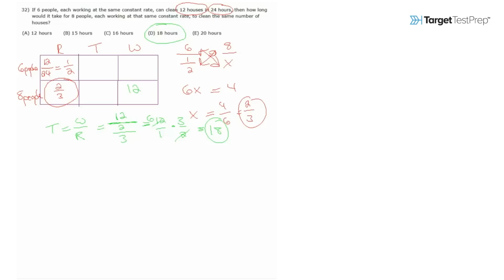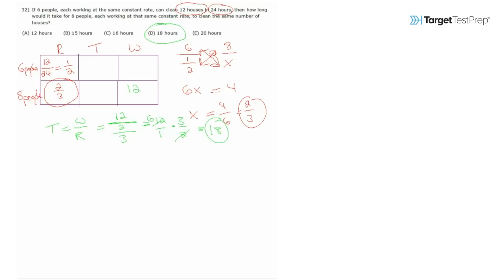As I said, there are many keys to recognizing what you're dealing with here, because a lot of times you're dealing with multiple people or multiple machines. You'll see that they're working at the same constant rate or at a uniform constant rate, and so you'll know to use this method.